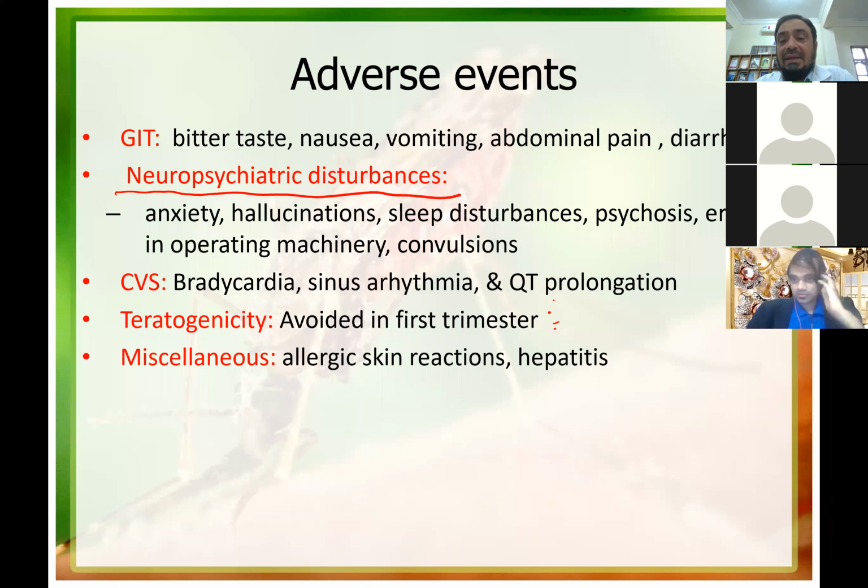So neuropsychiatric adverse effects are very important with mefloquine, and mefloquine is avoided in the first trimester because of the risk of teratogenicity. Also it is having cardiac adverse effects like bradycardia and QT prolongation. So the drugs like chloroquine, haloperidol, they should not be given along with mefloquine because of the added cardiac depressant action. More common adverse effects, just like chloroquine: nausea, vomiting, abdominal pain, diarrhea, right? But the important adverse effect is neuropsychiatric disturbances.